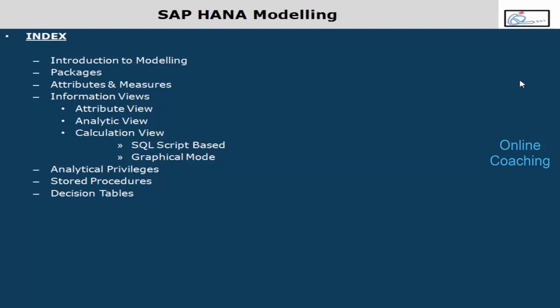So if HANA is my source for reporting, I would prefer doing all kinds of modeling within HANA, then use those modeling objects or virtual models in BO for reporting. So should this be clear now? Why are we dealing with modeling in HANA? And why am I not consuming the tables directly in reporting? Yeah? Or any other question?